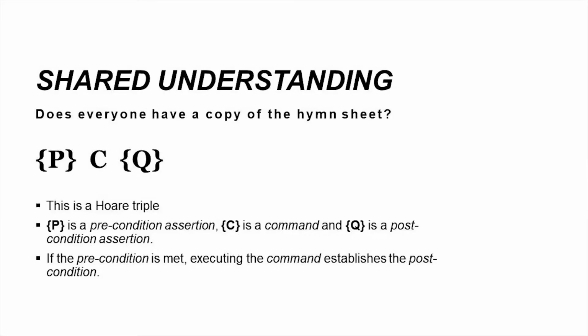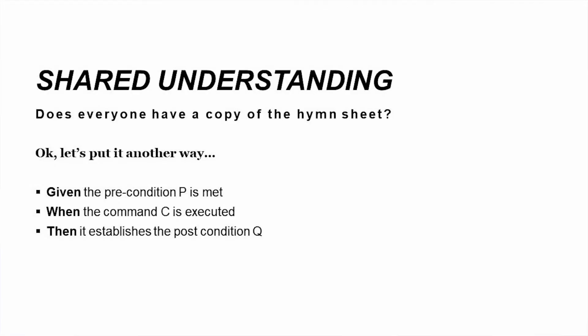So, shared understanding. PCQ. Does anyone know what this is? Good. It's a Hoare triple. You have a precondition assertion, a command, and you have a postcondition assertion. If the precondition is met, then executing the command establishes the postcondition. So, let's put it another way, which maybe you'll all start to recognize. Given the precondition is met, when we execute the command, then we have a postcondition that we are expecting.